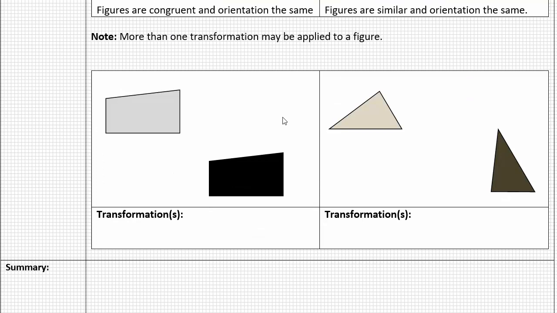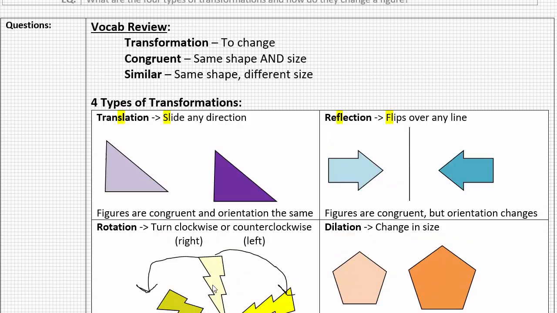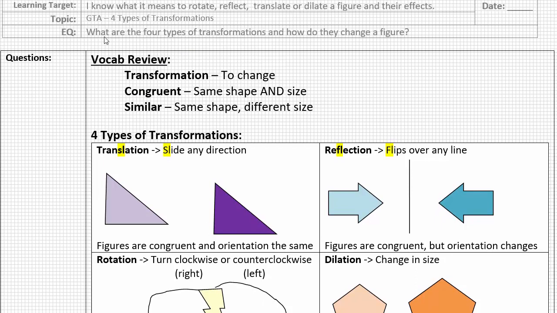So please make sure your notes are complete, that you've copied down all of the examples, including these 2 practice ones. And to get full credit for these notes, write a summary using your own words to answer our essential question, which is, what are the 4 types of transformations and how do they change a figure?